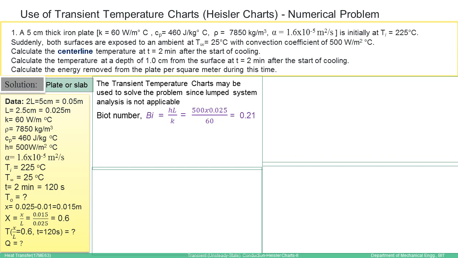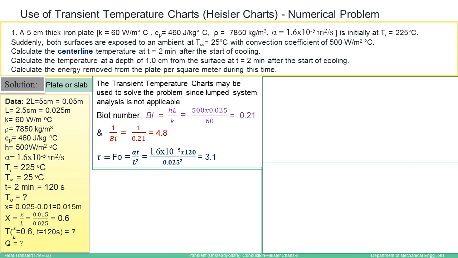Biot number for a plate or a slab is hL by k. Remember, L is to be directly taken as semi thickness. So Biot number is 0.21. From this also you can make sure that lumped system analysis is not applicable to this kind of problem. You can have this 1 by Biot number calculated so that it is used later.